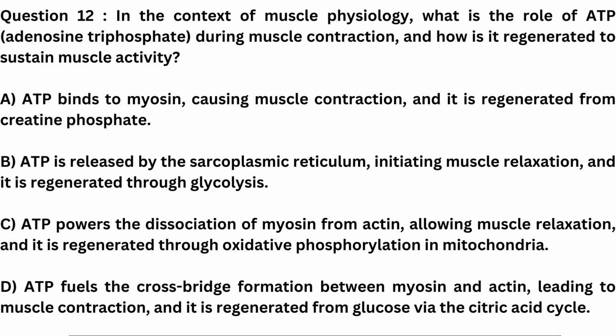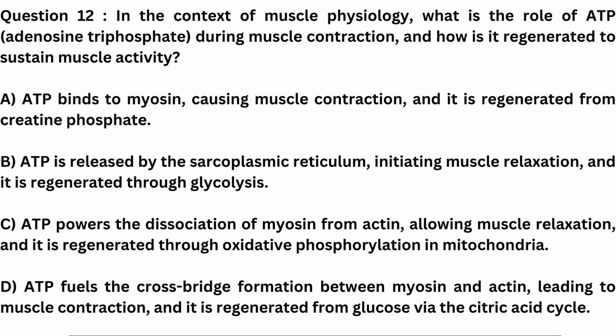C. ATP powers the dissociation of myosin from actin, allowing muscle relaxation, and it is regenerated through oxidative phosphorylation in mitochondria. D. ADP fuels the cross-bridge formation between myosin and actin, leading to muscle contraction, and it is regenerated from glucose via the citric acid cycle.